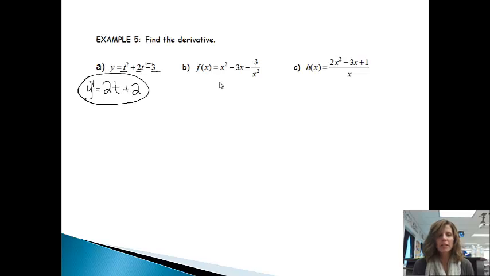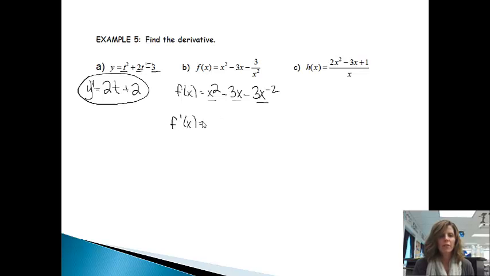Okay, second example. Before I actually work this one, I notice that I have a fraction going on, so I'm going to take care of that before I take the derivative. So this will be x squared minus 3x minus, let's bring that x squared up top, and it will become 3x to the negative 2. Now you'll notice I have three parts. I'll just take the derivative of each part separately.